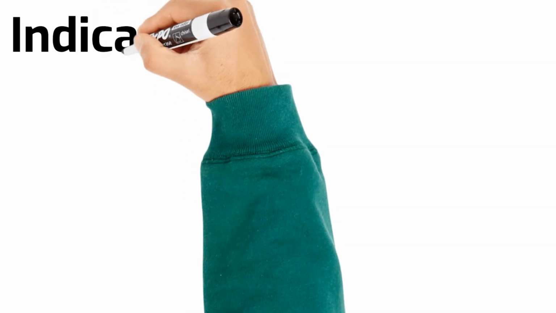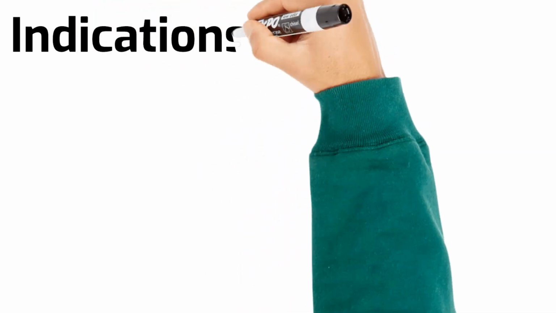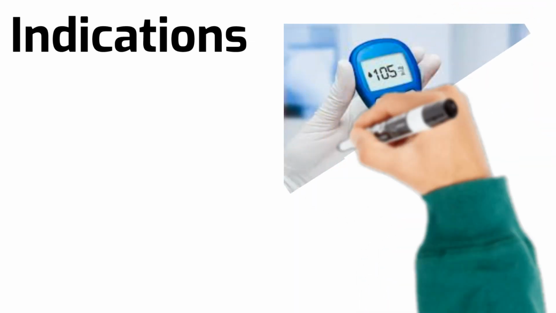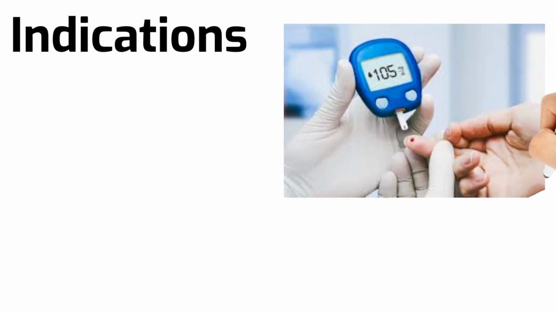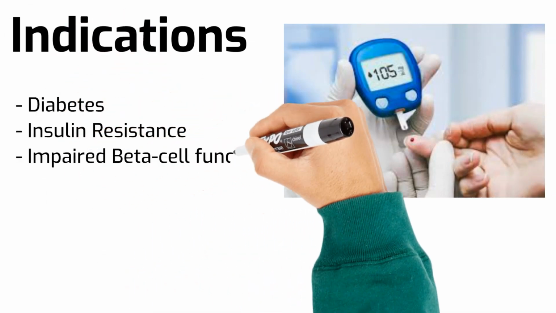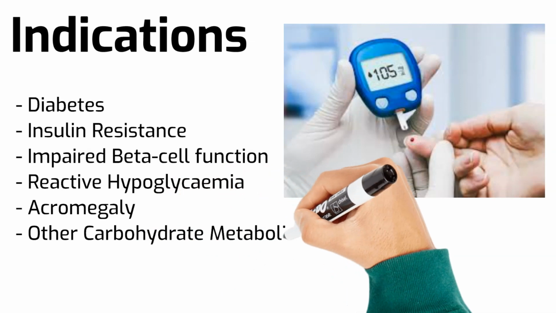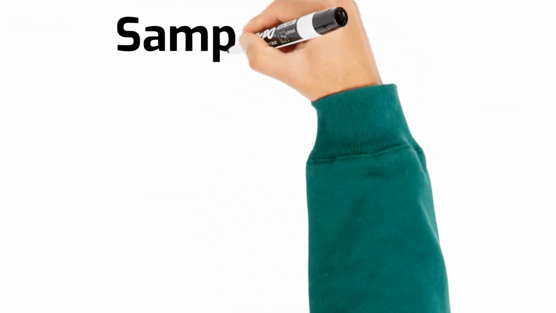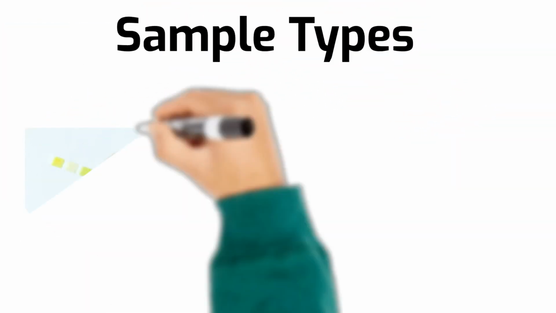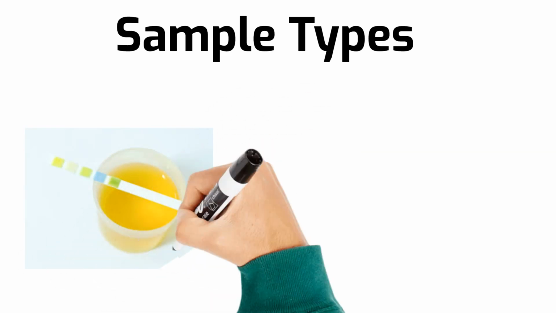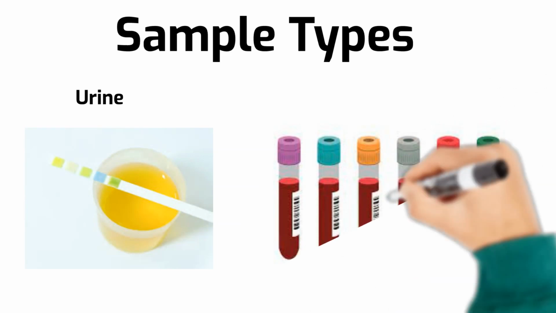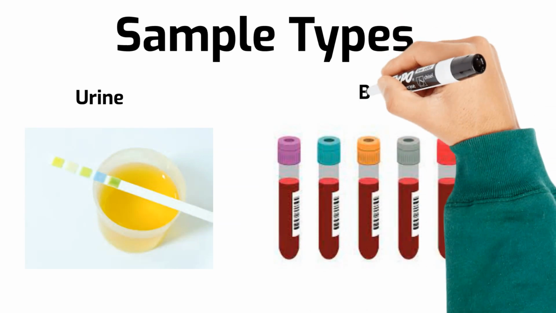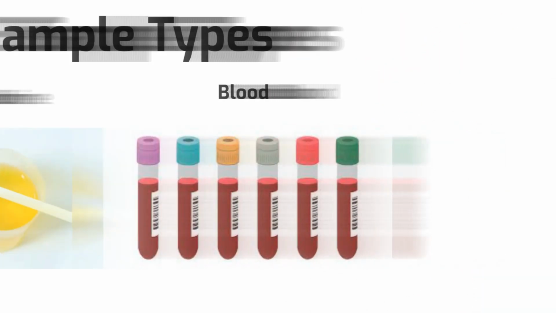A glucose test is requested primarily for the diagnosis of diabetes, but also in other conditions such as insulin resistance, impaired beta cell function, reactive hypoglycemia, acromegaly, and other disorders of carbohydrate metabolism. Initially, glucose was tested in urine samples, but due to its inaccuracy, as urine glucose does not reflect glucose concentration in the blood, it's now commonly tested using blood samples.